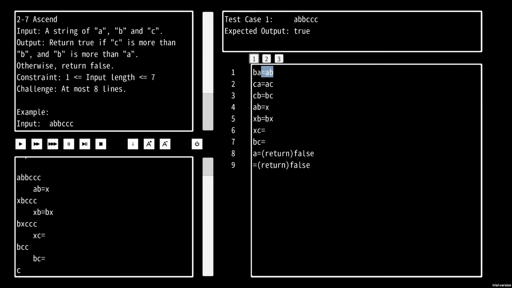Well, actually, why am I sorting BA? Well, no, I mean, it's going to be a line either way, right? It could be BA equals X. Doesn't matter. Same with CB being BC. Like, it doesn't really matter.